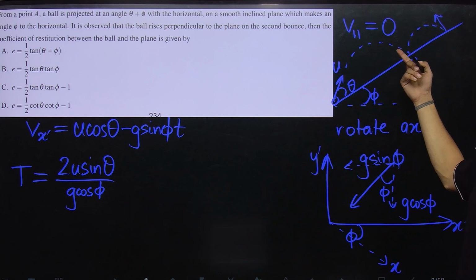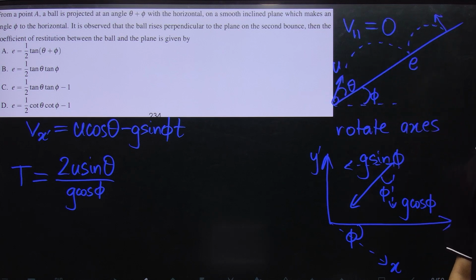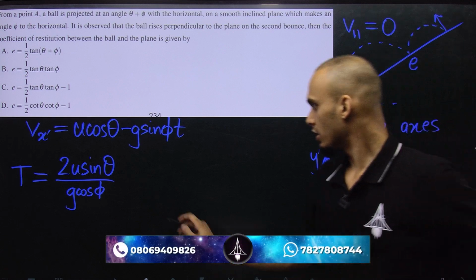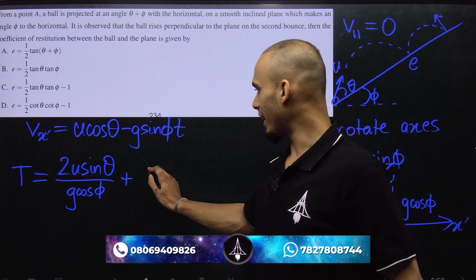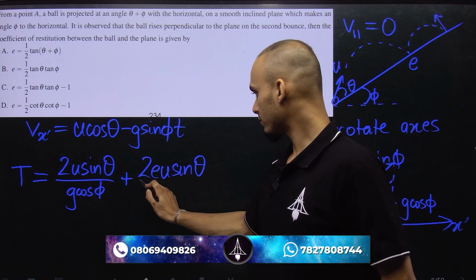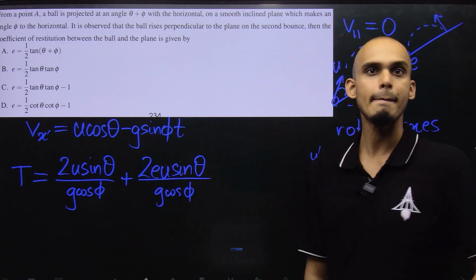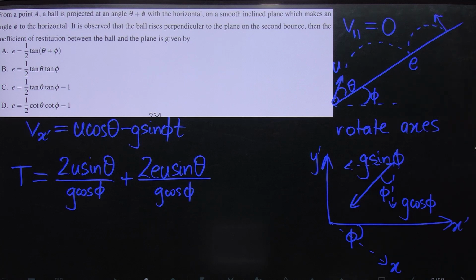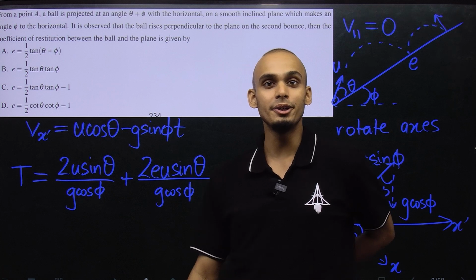After the first bounce, it will rise with a velocity e times the velocity perpendicular to the ground. So the new time of flight for the second bounce can now be written as 2 e u sin theta upon g cos phi. This will be the total time of flight until the ball bounces 2 times, and after this much time, the parallel component Vx dash should exactly be 0.